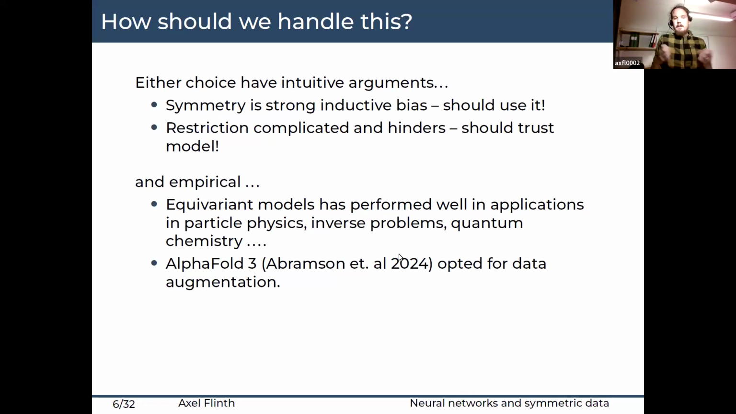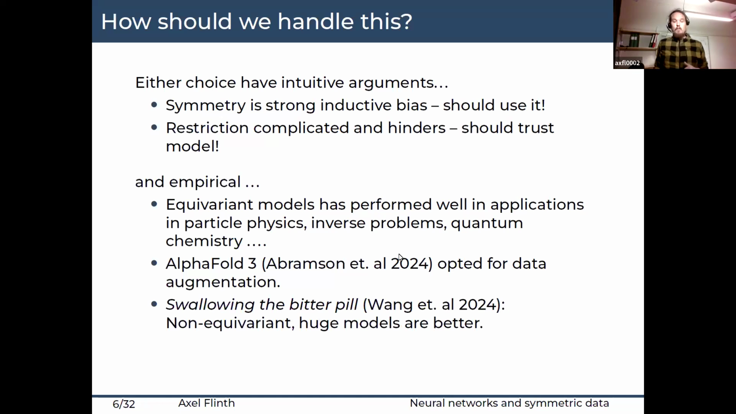And this sparked a lot of interest, and there were more than a few publications that came out that supported this. So we should forget trying to build equivariance into the model and simply use data augmentation. One paper one could highlight here is called "Swallowing the Bitter Pill," and the message of this paper is really that we should swallow the bitter pill. Although equivariance is nice mathematically, it's not the best way to handle symmetries. We should use huge models and train them on augmented data instead.